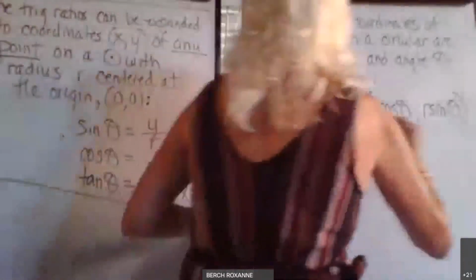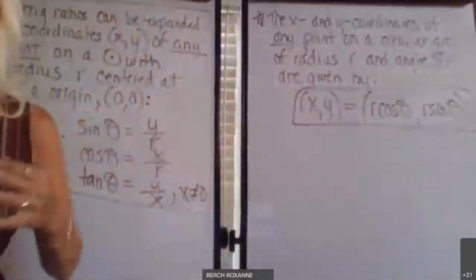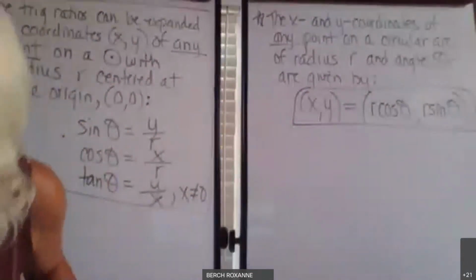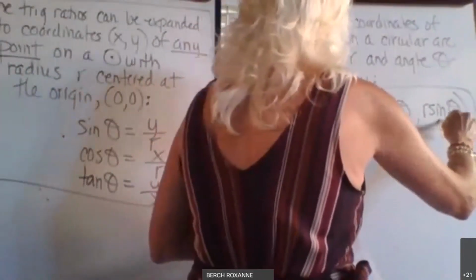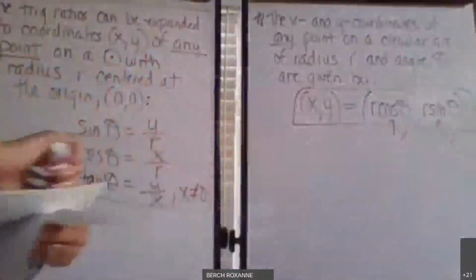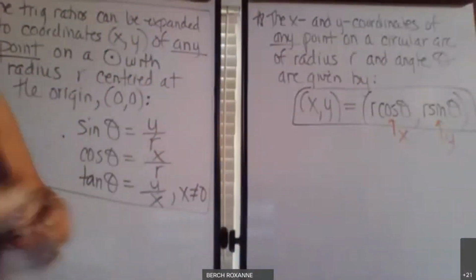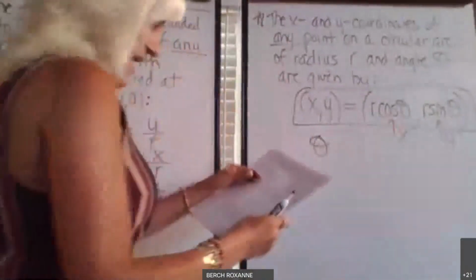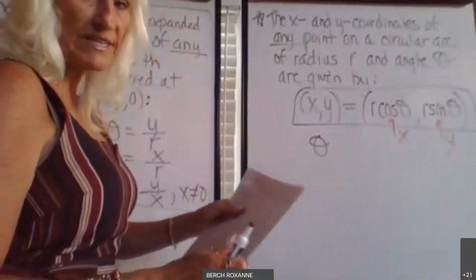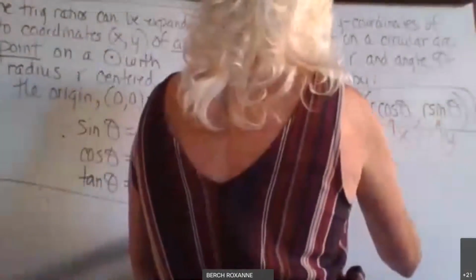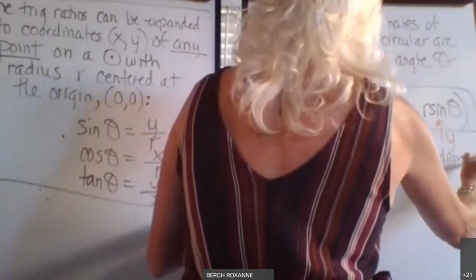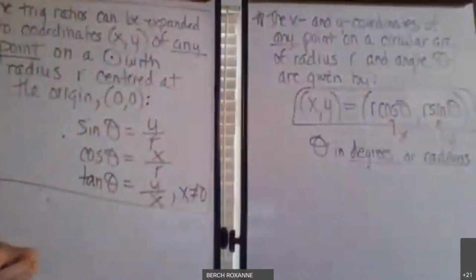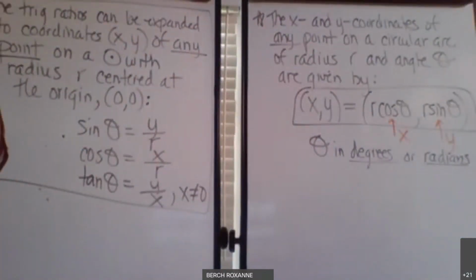So this goes in a box. And that's how you're going to find an ordered pair. Just remember that r times cosine of theta is your x coordinate and r times sine of theta is your y coordinate. Now, theta, the angle, can be in degrees or radians, just depending on the problem. All right, so let's do some examples.